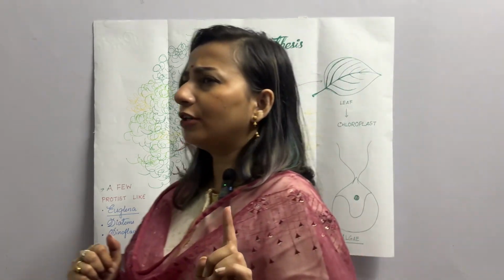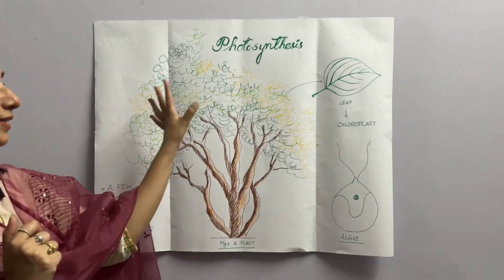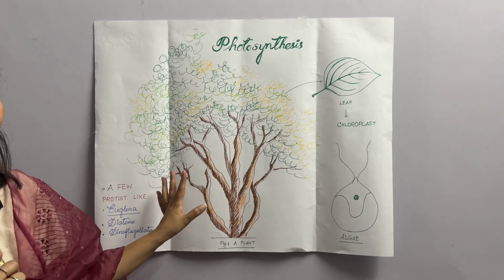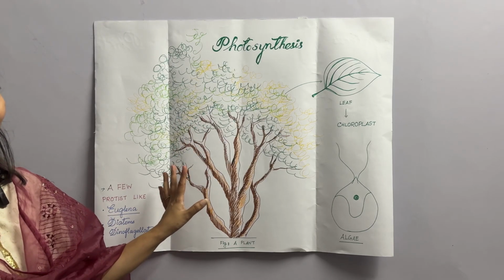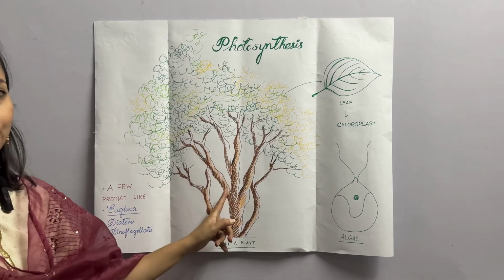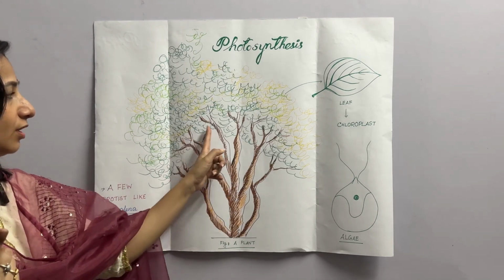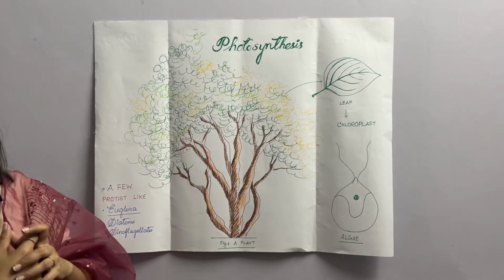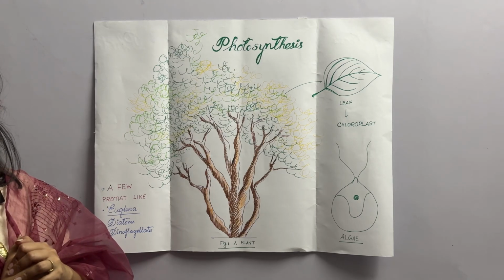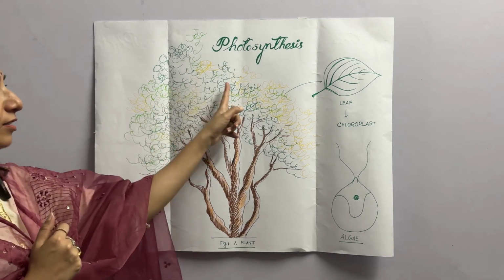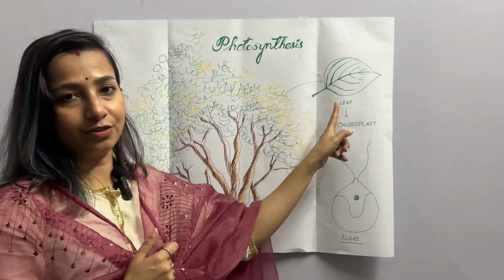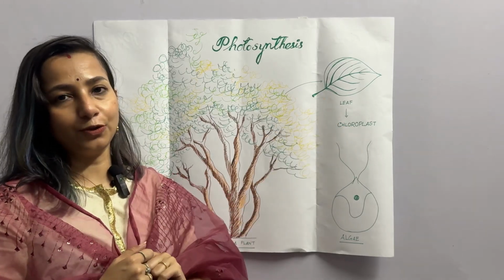Now, when we talk about this plant, do you think the entire plant can photosynthesize? Obviously, no. These trunks, do you think they can photosynthesize? The branches, do you think they can photosynthesize? No. Which part of the plant can photosynthesize? These are the part. What? The leaves. The leaves can perform photosynthesis.